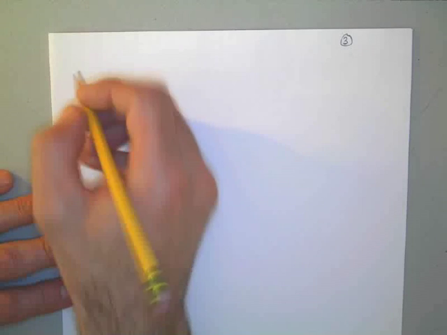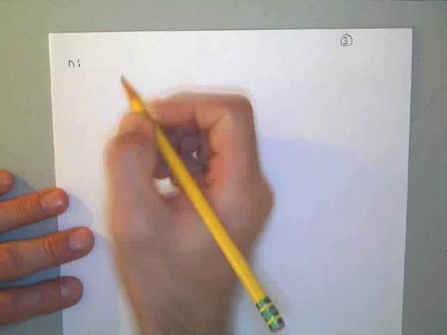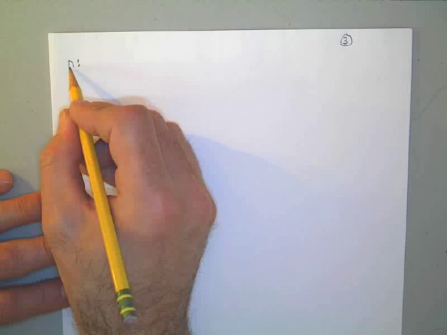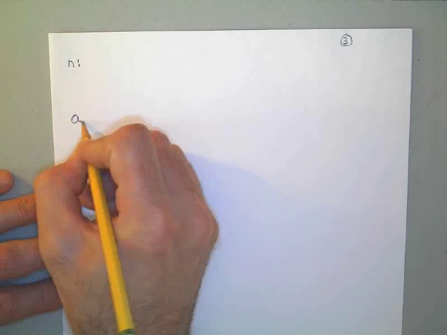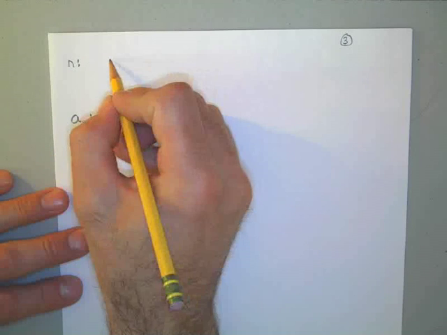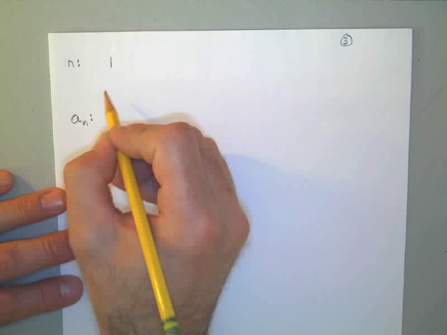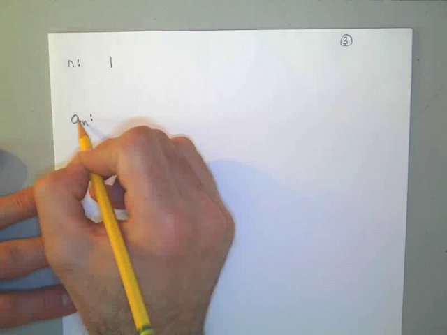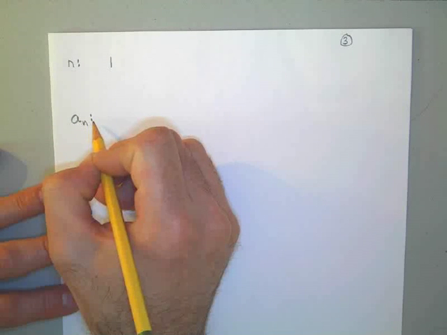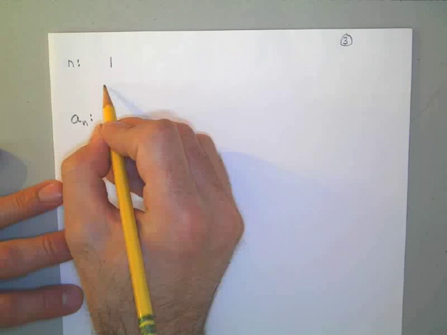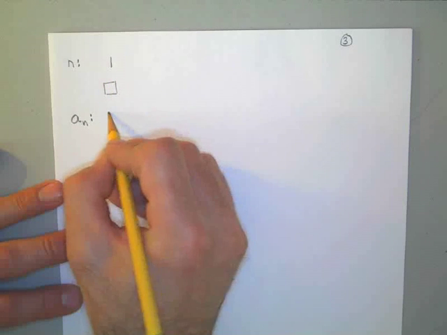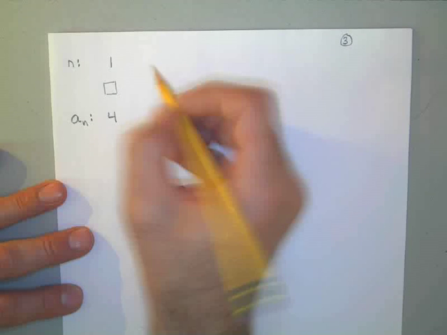Let's say that we are going to make squares on our paper out of toothpicks. And so we're going to have a term number, and we're going to have a term, and term number 1 is going to represent one square made out of toothpicks, and the term value will be the number of toothpicks required. So for example, it might take 1, 2, 3, 4 toothpicks to make one square.